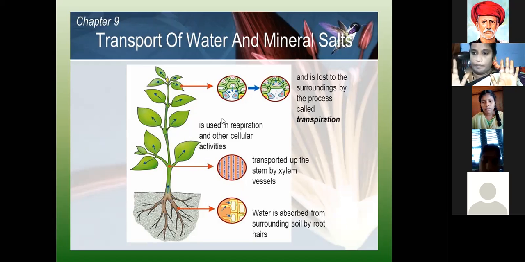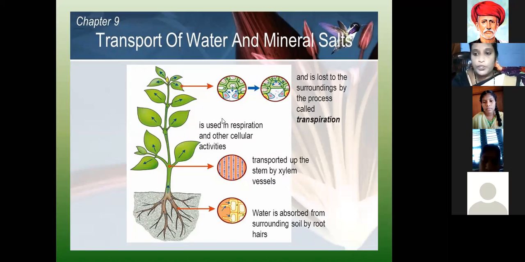We will send them. After we see, it is used in respiration and other cellular activities also. The plant participates in other activities, that means nutrition, respiration, transpiration. The leaves also participate. Why? Because the leaves have stomata.